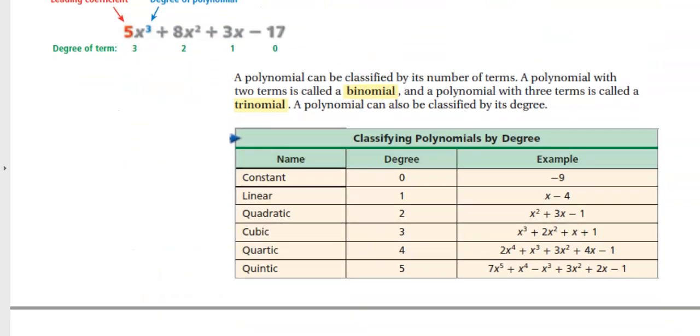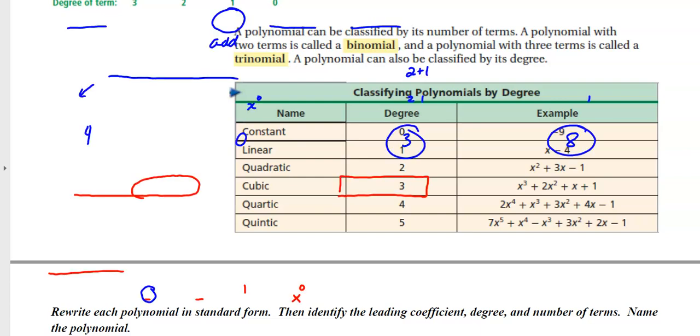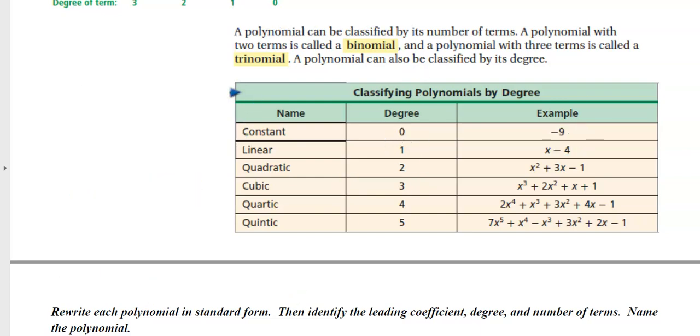So I think we have some examples here. Actually, we have a little classification chart. So we can name them or classify them by the number of terms. We already talked about 2 terms as a binomial, 3 terms as a trinomial. But going through these, numbers by themselves are just constants.